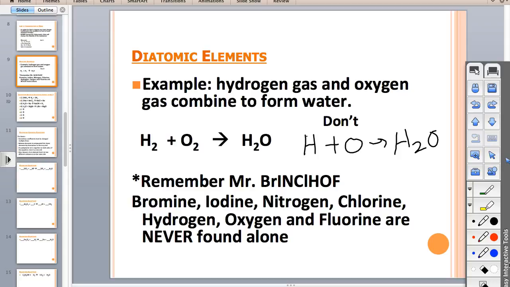That kind of makes you sad when you look at it. I get sad when I see stuff like this. Oh. So those things are never found alone. They're going to have the 2 here and a 2 here, and then we'll have to go in and balance like I showed you a second ago.